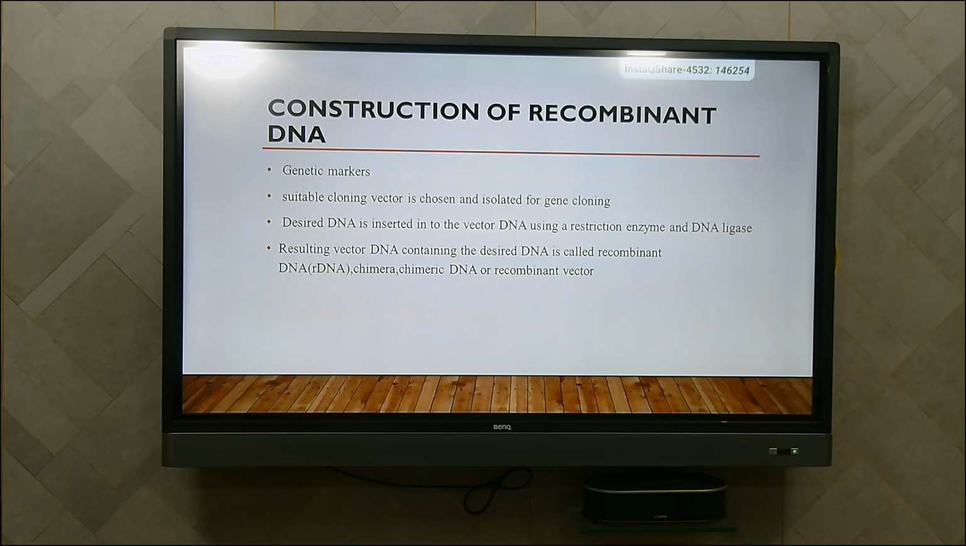Now let us discuss construction of recombinant DNA. Successful vectors should have genetic markers for identification of recombinants and genes for self-replication in the host cell. A suitable cloning vector is chosen and isolated for gene cloning. The desired DNA is inserted into the vector DNA using a restriction enzyme and DNA ligase. The resulting vector DNA containing the desired DNA is called recombinant DNA or chimeric DNA or recombinant vector.